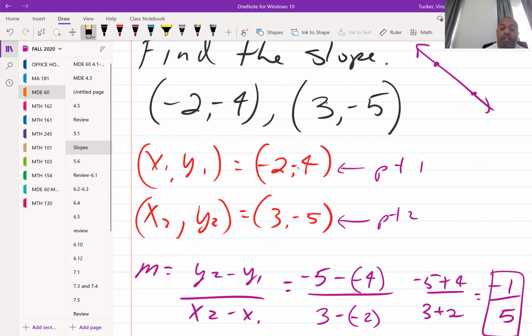And then for the second one, x2 is 3, x1 is -2. So don't forget negative, negative is positive. So that's -5 plus 4 over 3 plus 2. That'll give us -1 over 5.